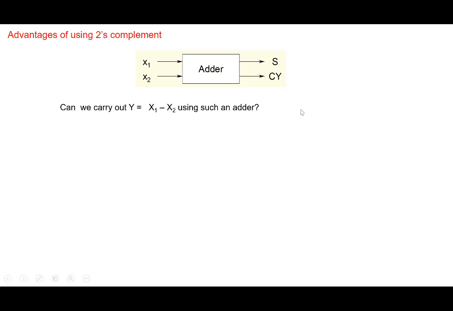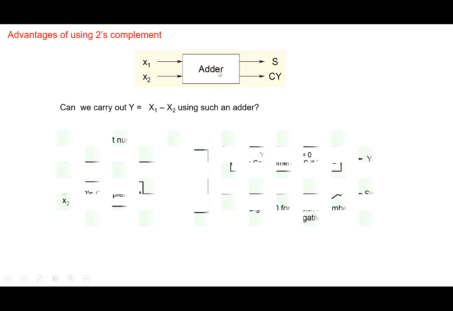Know that another piece of circuit that you have to build will add additional cost. And so if you could do it with the same adder, then that would be beneficial. That would be a more efficient way of doing it. So the question that is being posed is, can we do x1 minus x2 using the same adder?